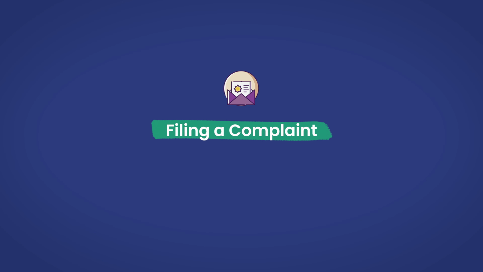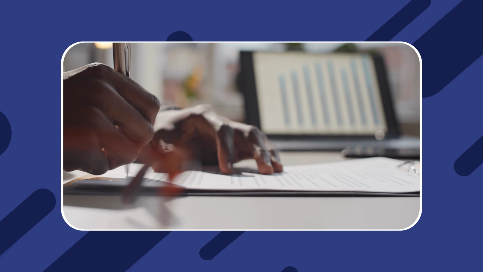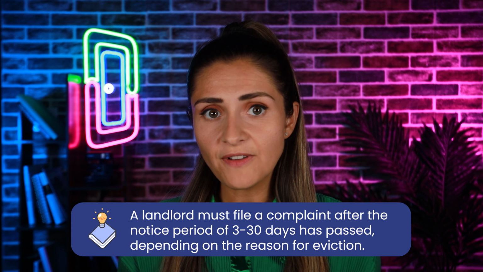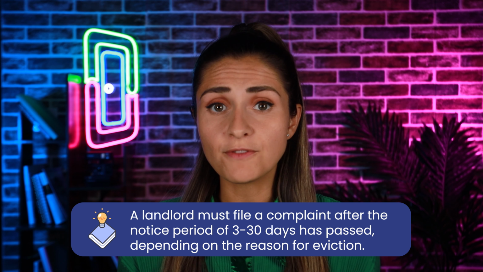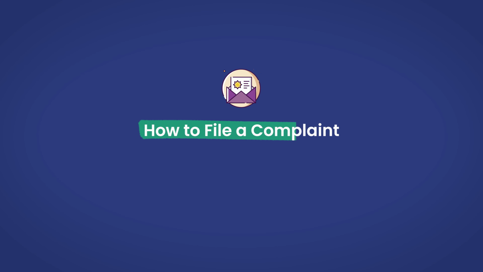Filing a complaint. The next step to a state of Wyoming eviction process is filing a legal complaint in the correct circuit court. Successful evictions rely on the proper filing of a complaint. A landlord must file a complaint after the notice period of 3 to 30 days has passed, depending on the reason for eviction. How to file a complaint.